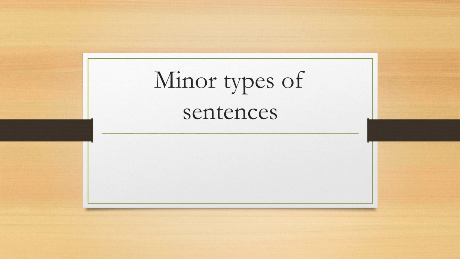So there are what is called minor types of sentences in English, which are mainly used in the spoken language. What are these minor types and what is the structure of each of these types? We are going to be introduced to them in the following video.